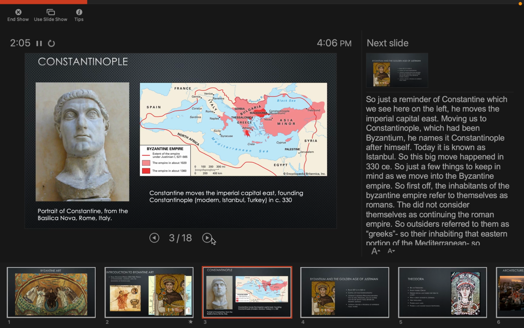He moves the imperial capital east. So moving from the Roman Empire, we're moving towards Constantinople, which had been Byzantium. He names it Constantinople after himself. Today it is known as Istanbul. Istanbul's in modern day Turkey. So this big move happened in 330 CE.